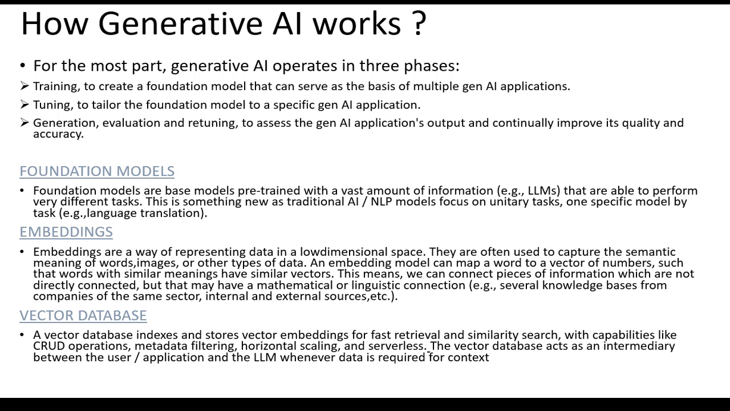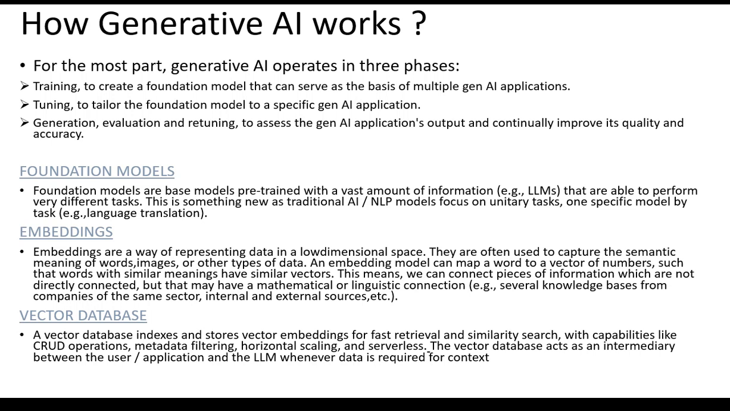Now coming to how Gen AI works. For the most part, Gen AI operates in three phases. First is training. We have to train the model, then tuning, okay, and then generation. So what are foundational models? Foundational models are base models pre-trained with a vast amount of information. Means very large amount of information, like in petabytes or terabytes of information, internet scale data. Okay. So this is different than traditional NLP models, which focus on only one task, but here foundational models are focusing on multiple tasks. Okay.